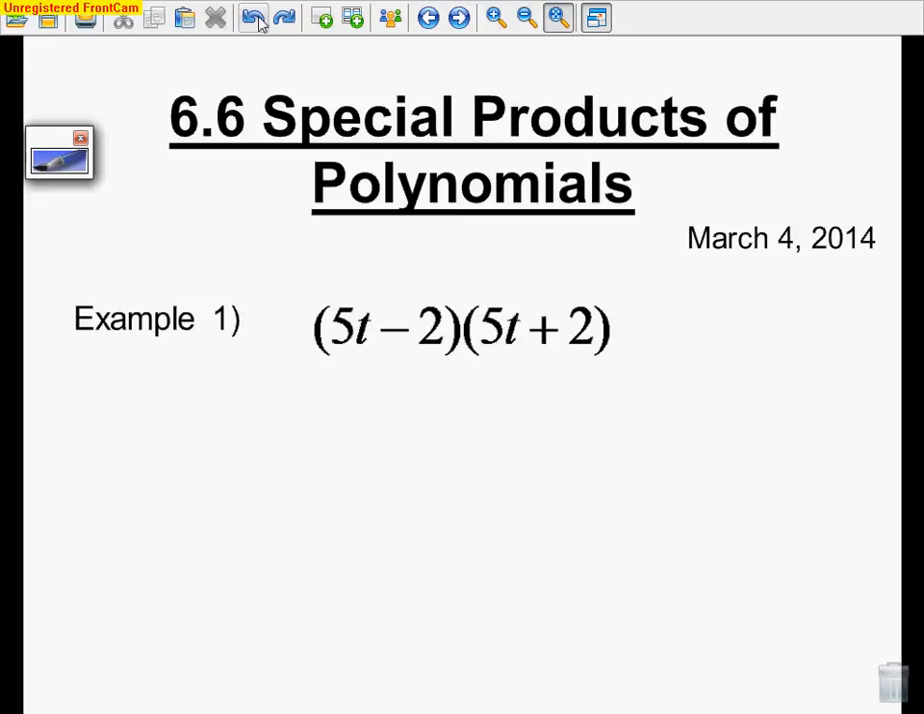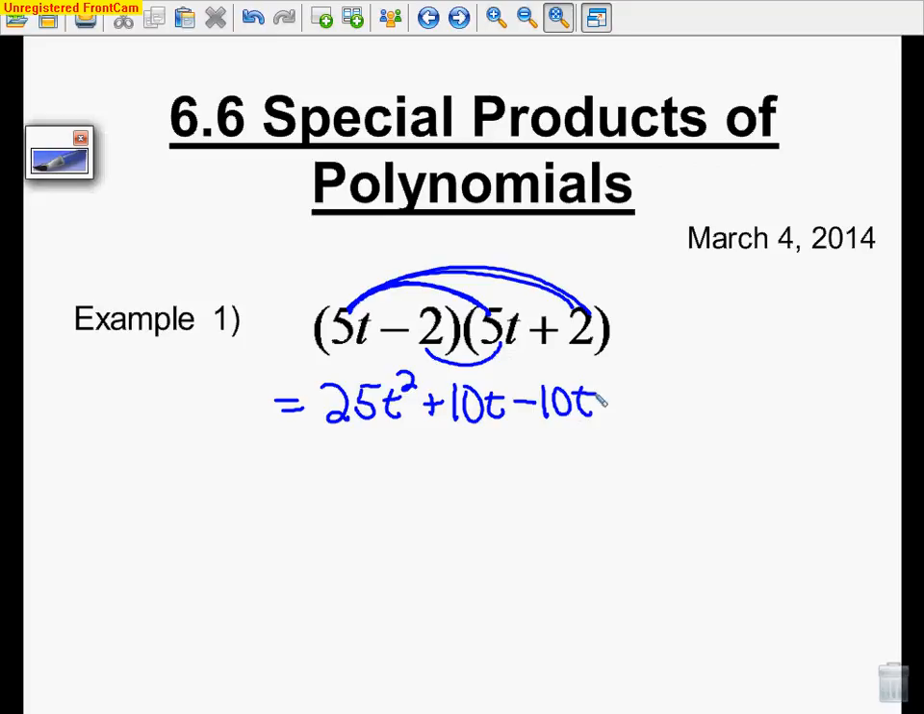So if we were to FOIL this, we would take this 5t and multiply it into that second binomial. 5t times 5t, that's 25t squared. 5t times 2, that's 10t. So we did our first and our outside. Our inside, negative 2 times 5t, that's negative 10t. And our last, negative 2 times 2, that's negative 4.